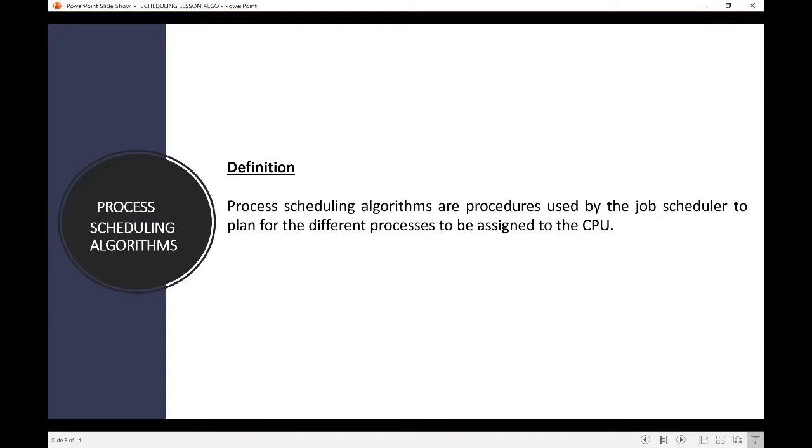So the job scheduler uses a set of rules that we call algorithms to know which process has come first, which one is going to be executed first, which one is going to go next. So the algorithms are used to decide which next process is going to be executed.